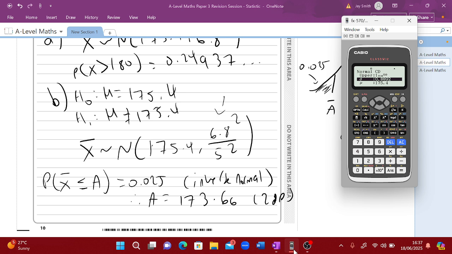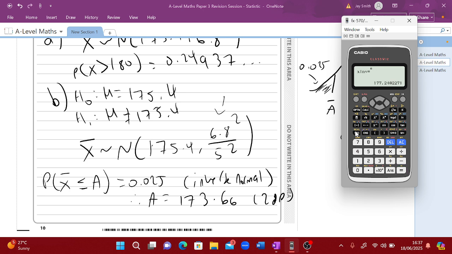So the root. If we do root of, first of all, 6.8 all squared divided by 52. I'm probably going to get a syntax error. What have I done now? 6.8 squared. Oh, single bracket. There we are. Okay, so now that's the normal. I don't want the normal. I'm going to go back to a critical region. So we want to inverse it, given the area. That's our sigma now.